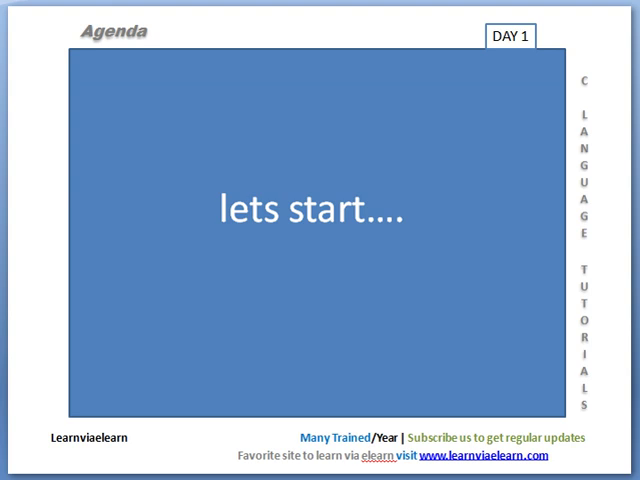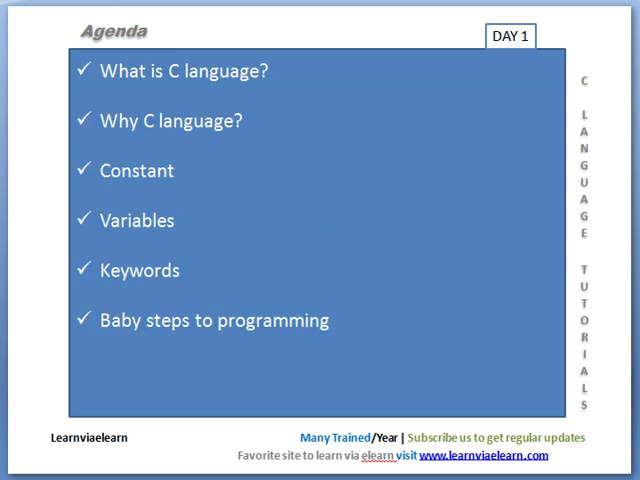So what is C language? C language is a programming language developed at AT&T's Bell Laboratory of USA in 1972. It was designed and written by a man named Dennis Ritchie.